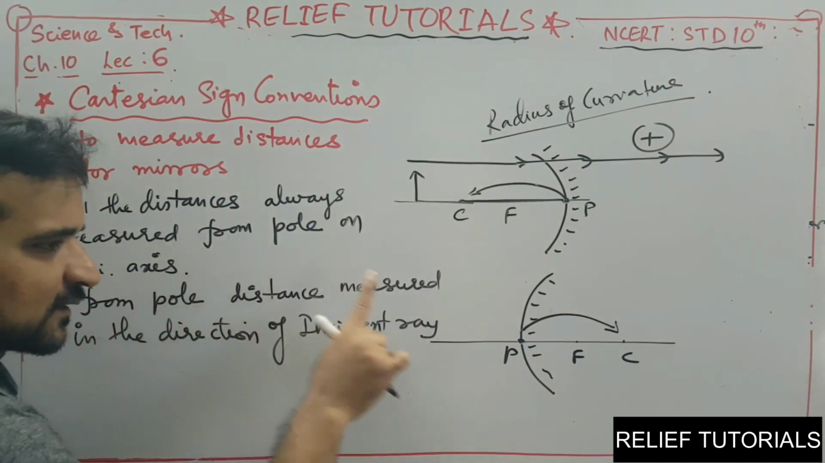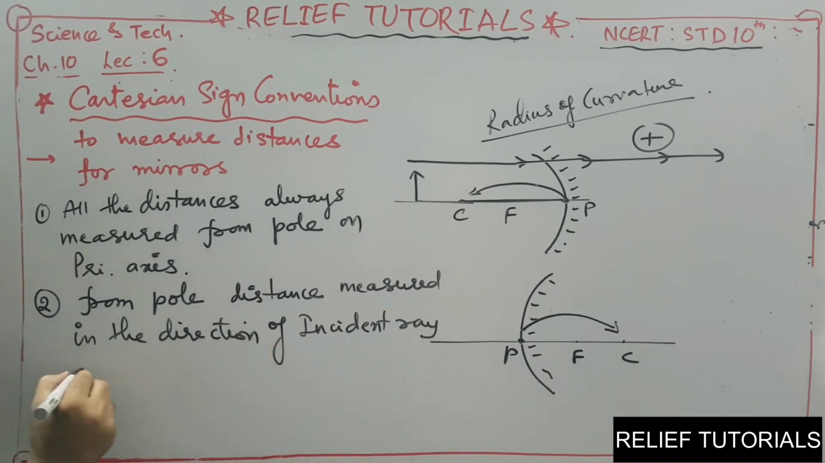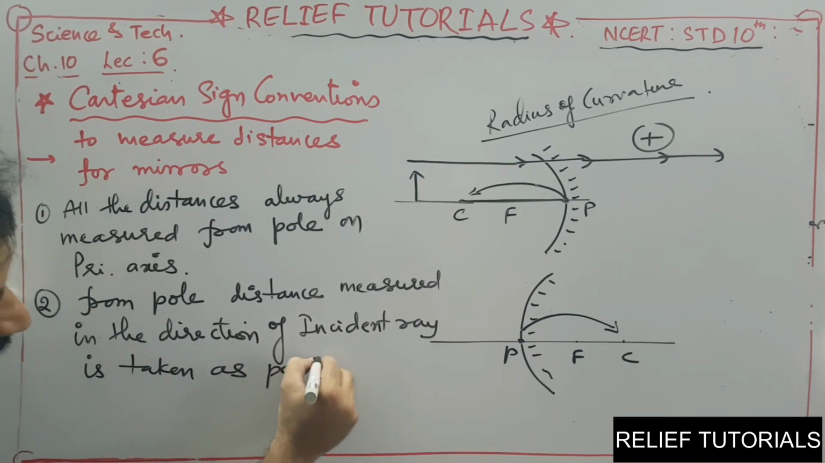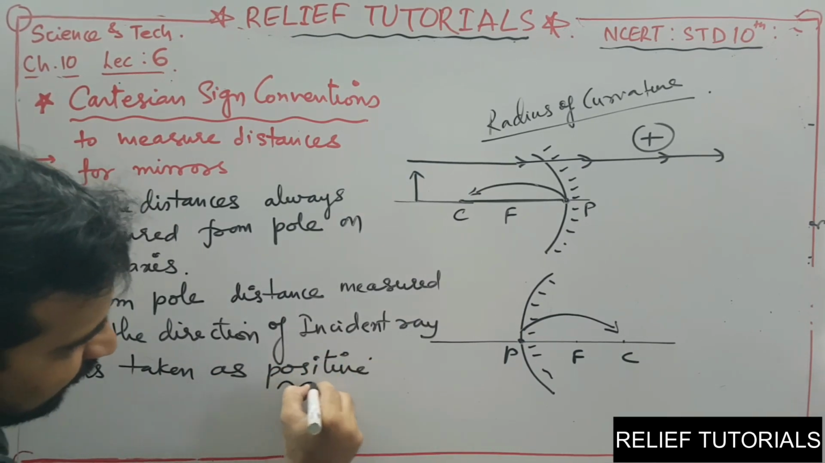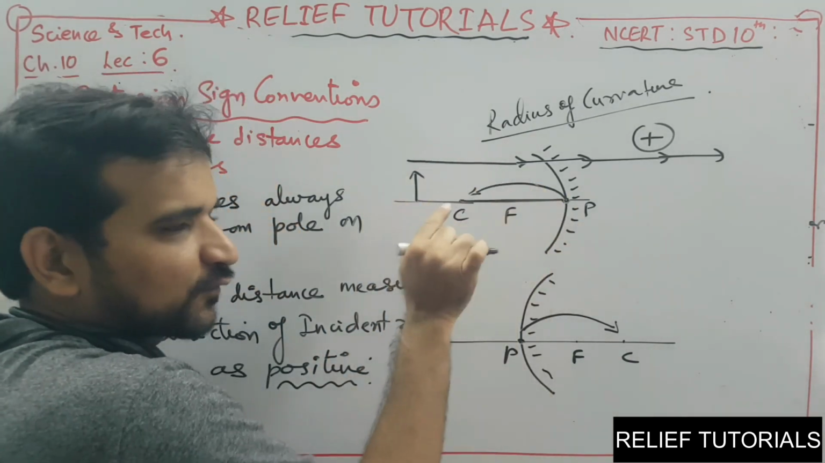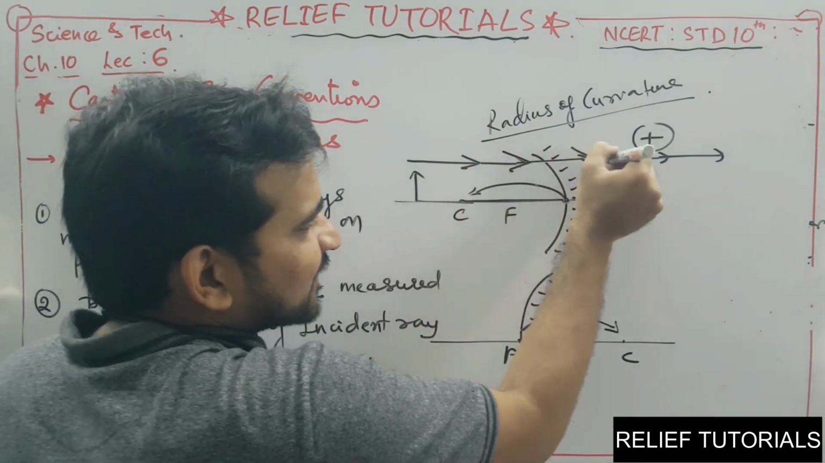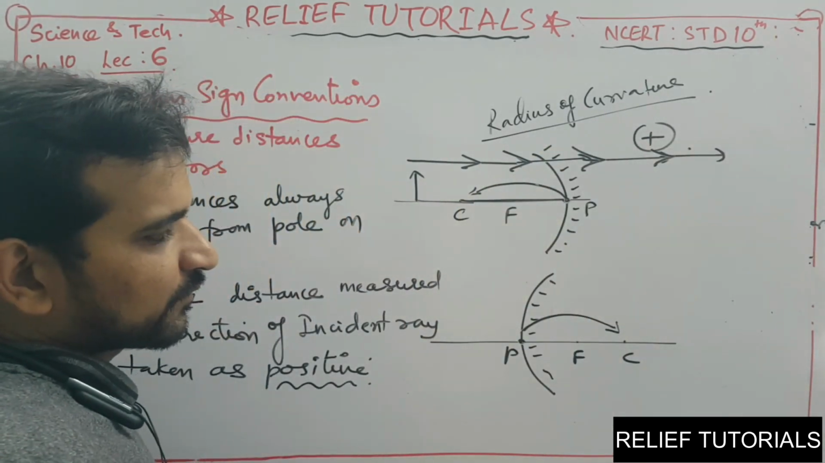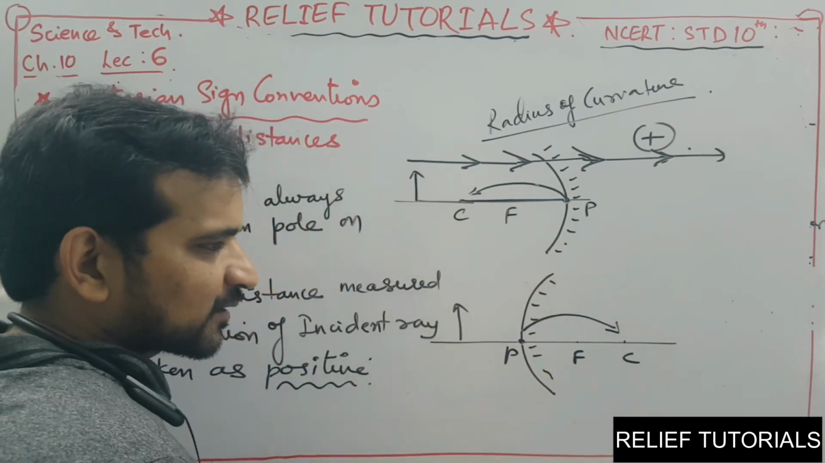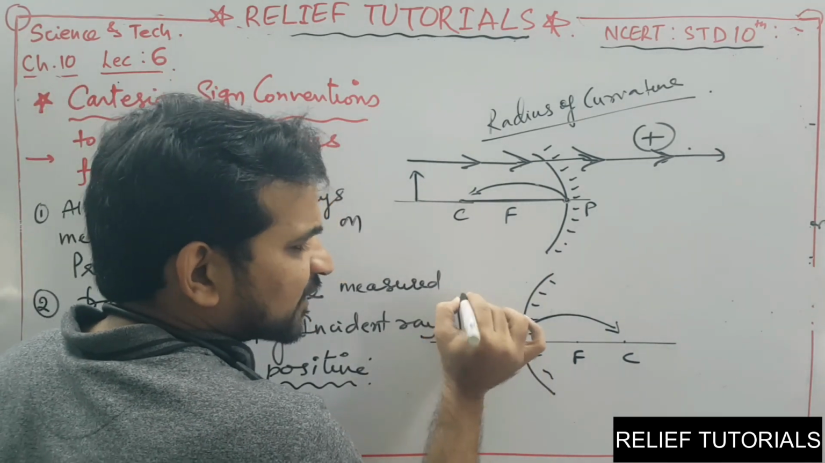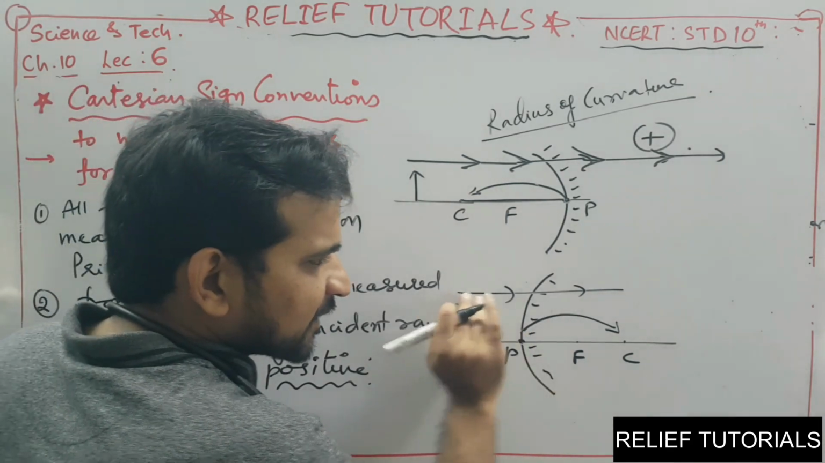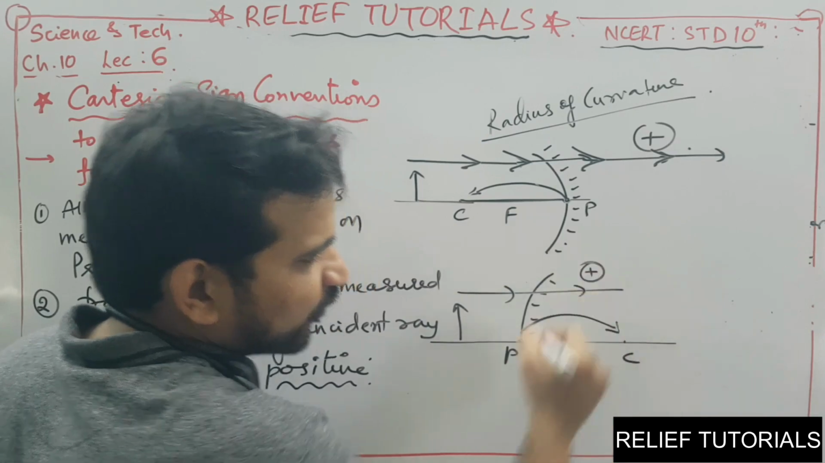From pole, distance measured in the direction of incident ray is taken as positive. In this figure, the right hand side direction is taken as positive. Here you are going to place the object on this side because this is the reflecting surface. So in which direction does the incident ray go? It goes like this. So distance in this way, means right hand side, is taken as positive.